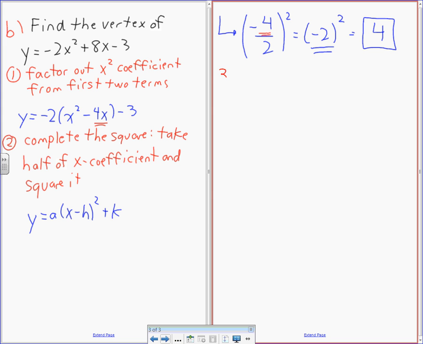All right, Alyssa, you're up for step 3. Can you recall what step 3 is, please? Add and subtract the box numbers inside of the bracket. Great.